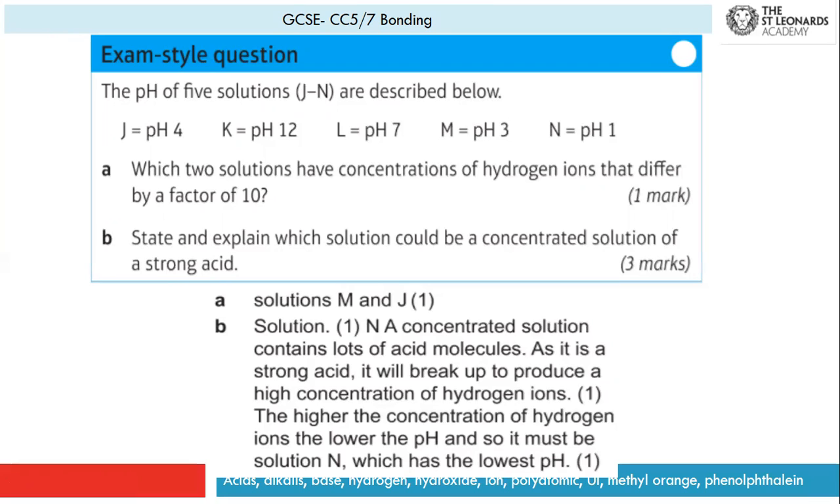Okay, state and explain which solution can be a concentrated solution of a strong acid. Okay, remember, as you move down the scale, the pH drops. So N will be the concentrated solution because it contains the most acid molecules. Again, it will break up to produce a higher concentration of hydrogen ions, and the higher the concentration of hydrogen, the lower the pH. So if you've got both of those in, well done, you get 2 of those marks.